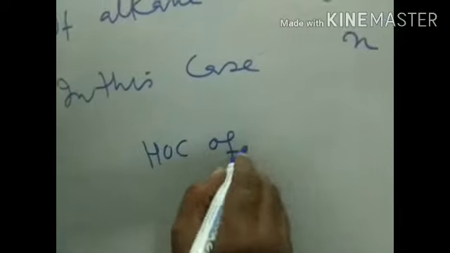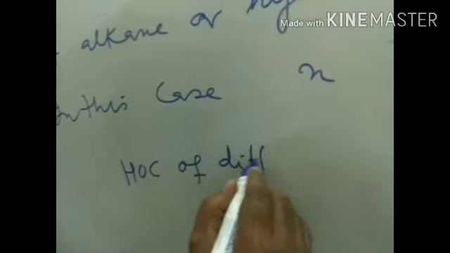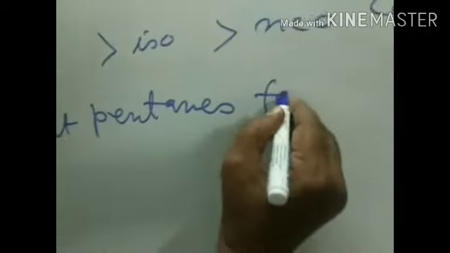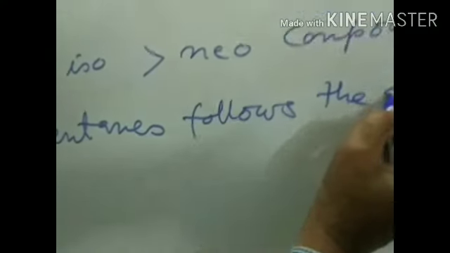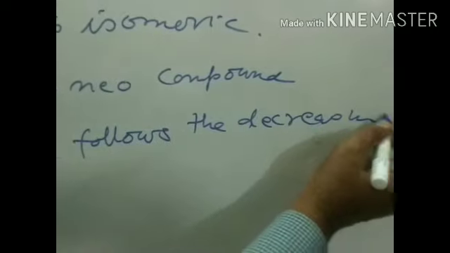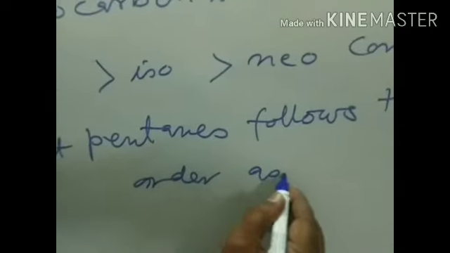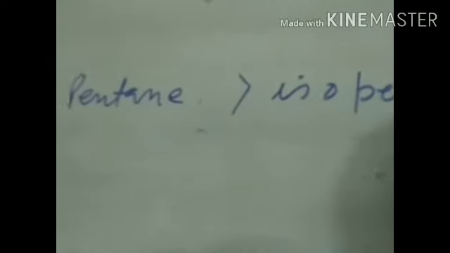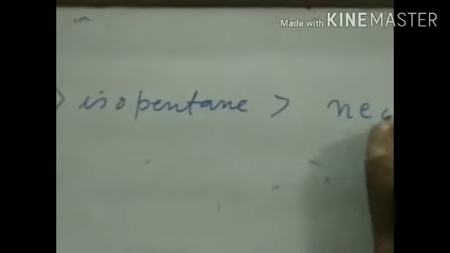For example, the heat of combustion of different pentanes follows the decreasing order: n-pentane is the highest in order of heat of combustion, then isopentane, and then neopentane.